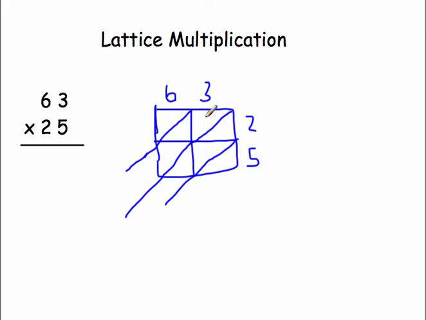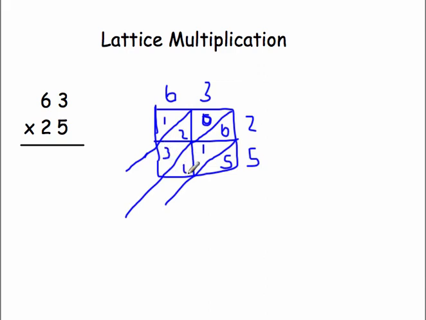3 times 2 is 6, so I'm going to write, make sure that looks like a 0, not a 6, 0, 6. 6 times 2 is 12. 3 times 5 is 15. And 6 times 5 is 30.